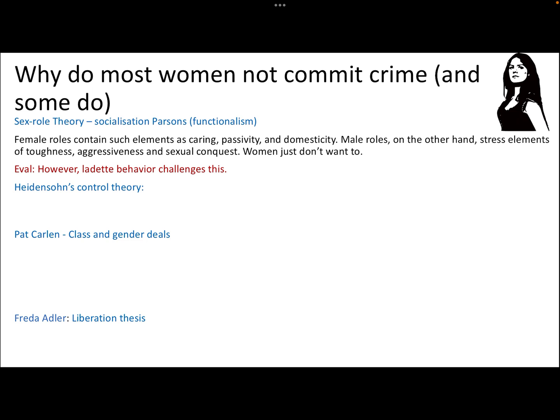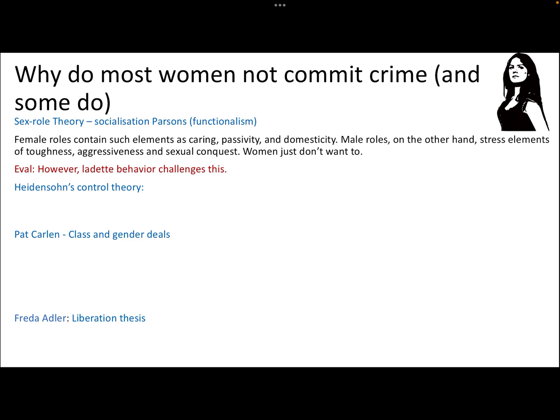So according to functionalist Parsons, women just don't really want to commit crime. They don't have the right values to commit crime. They don't want to be like that. However, there has been the growth of ladette behavior, like girls behaving more like lads. I guess that comes from heavier, harder drinking, being more violent, acting more masculine. So that can explain that. Actually, some girls perhaps are now engaging in some of these more aggressive and tough acts that can lead to crime and deviance.